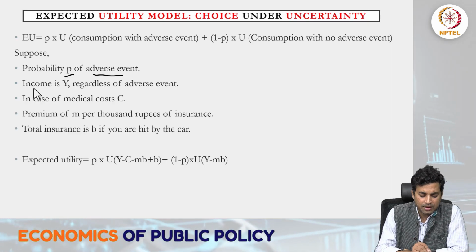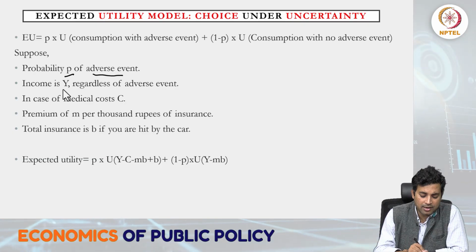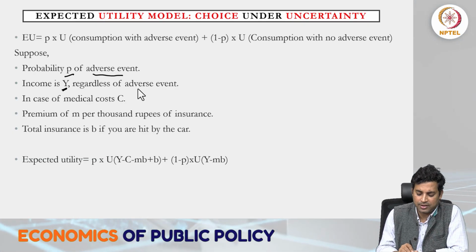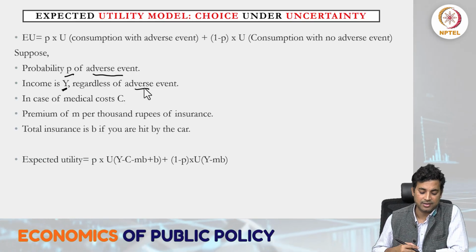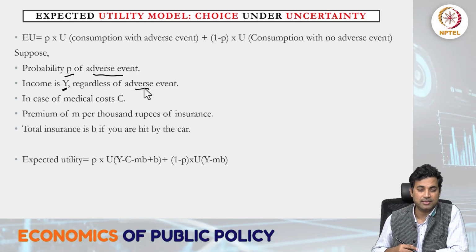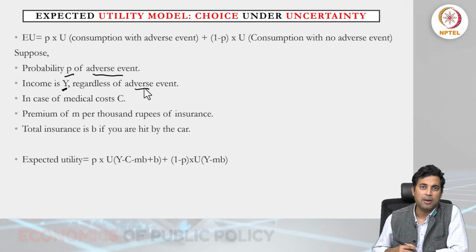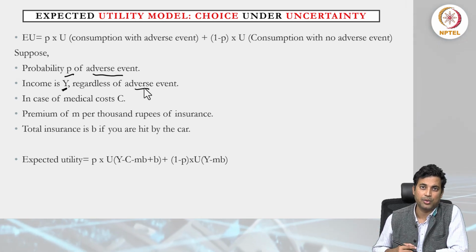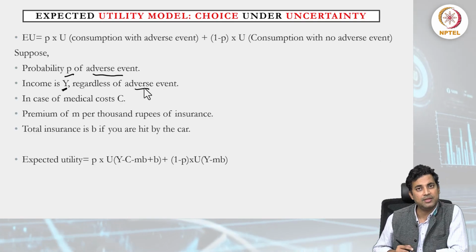So income, the second point that is very important. Income is Y regardless of the adverse event. Whether I meet an accident or I don't, or whether I fall sick or I don't fall sick, there is no correlation with my income. So therefore income is individual. Why is income important here?